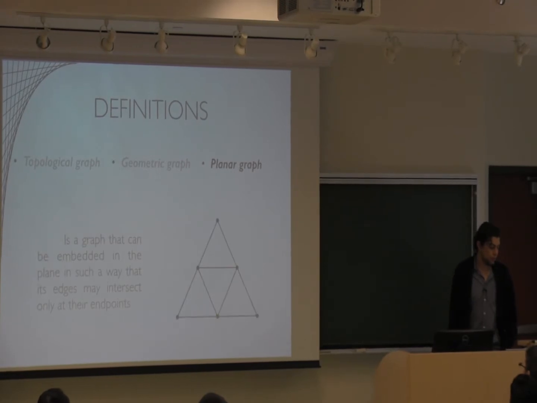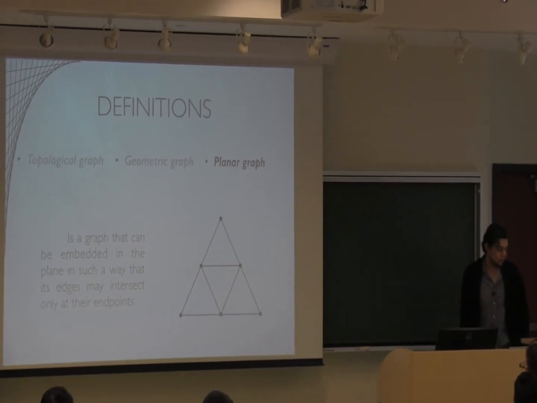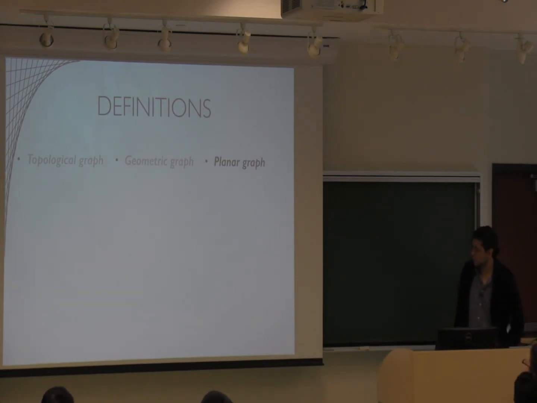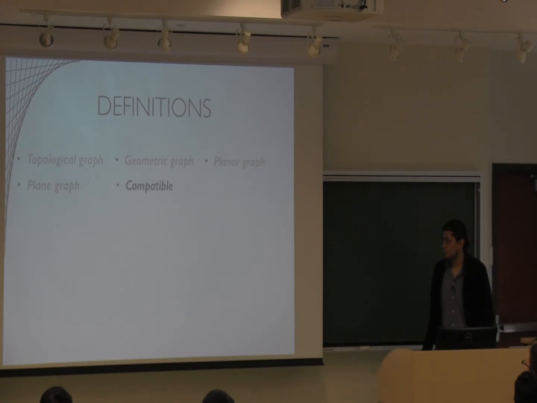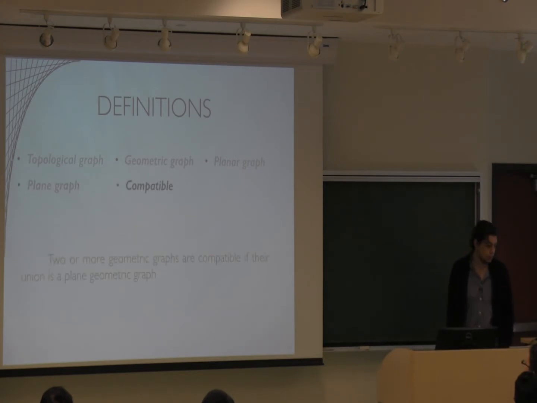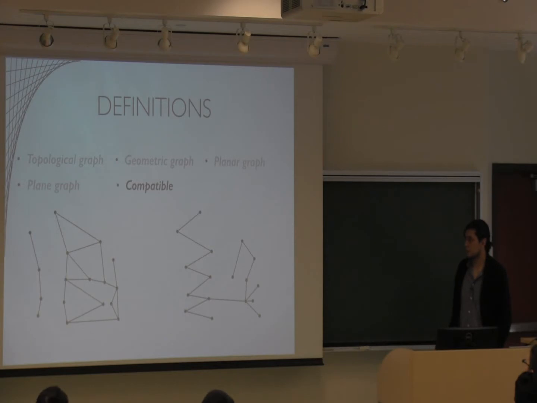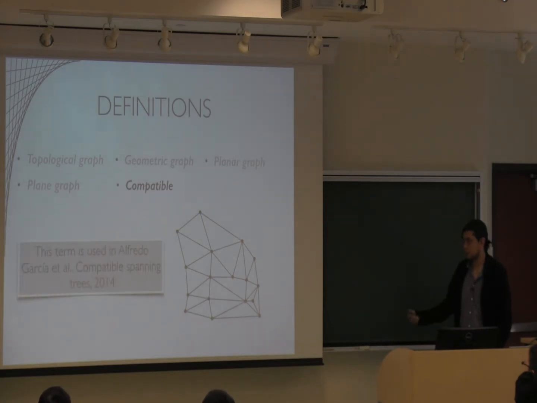A planar graph is a graph that can be embedded in the plane in such a way that its edges may intersect only at their endpoints. A plane graph is a planar embedding of a planar graph. We say that two or more geometric graphs are compatible if their union is a plane geometric graph. Here's an example: two geometric graphs, and their union is a plane geometric graph. This term is used in this paper of Alfredo Garcia et al.